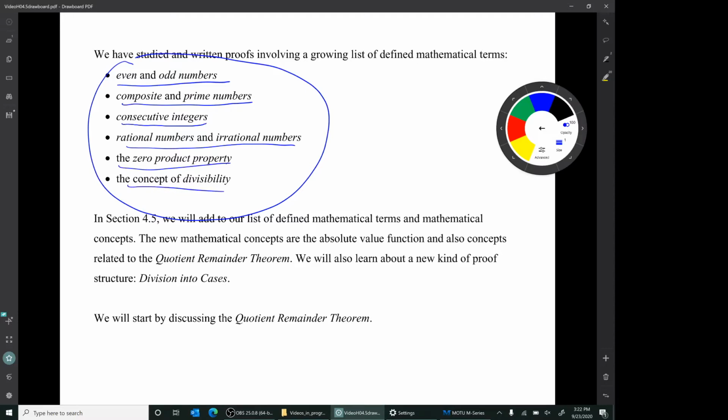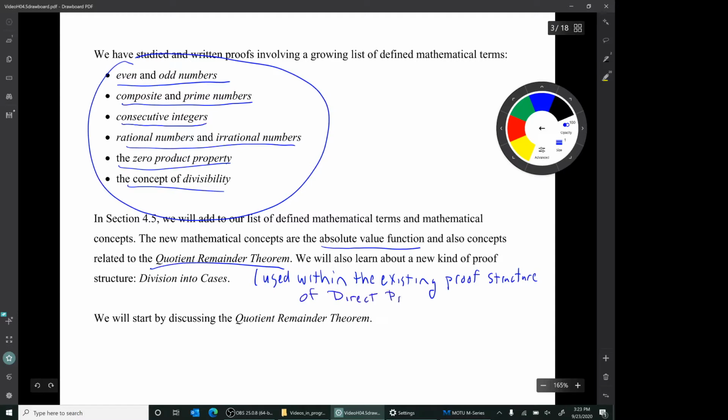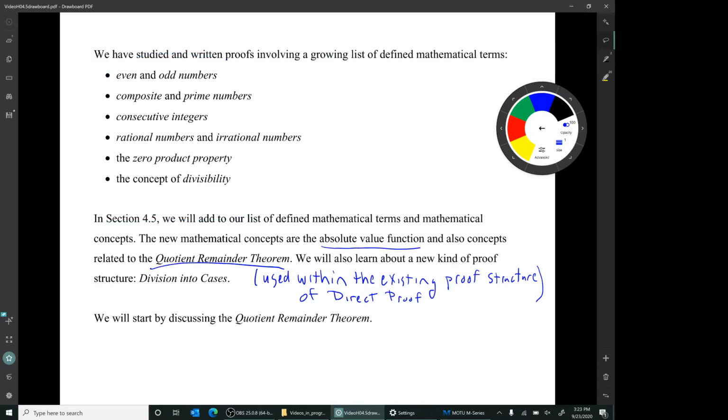Well, in section 4.5, we're going to add to our list of defined mathematical terms and concepts. The new concepts will be the absolute value function, and also concepts that are related to what's called the quotient remainder theorem. And then we're going to learn about a new kind of proof structure. Well, not really a new kind of proof structure, but a new technique in doing a direct proof. We'll start by discussing the quotient remainder theorem.